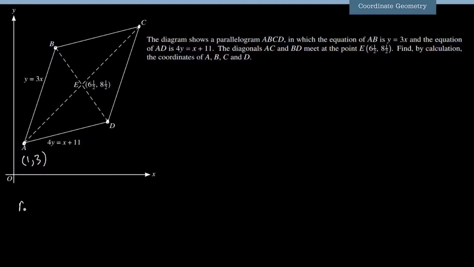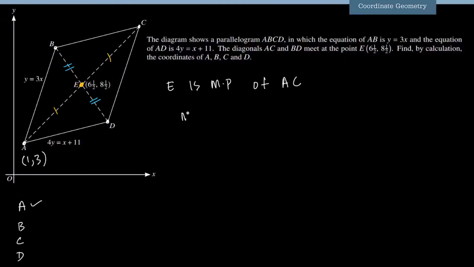Now I found the coordinates of point A, so the coordinates of B, C and D are left to find. There is a property in parallelograms which states that the diagonals of a parallelogram intersect at midpoints to each other. So the distance of this line and this line are going to be the same. So the distance EC and the distance AE are going to be the same, and the distance B to E and the distance E to D are going to be the same. Now since AE and EC are equal to each other, I can say that E is the midpoint of AC.